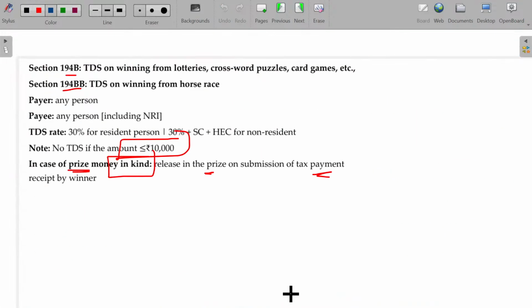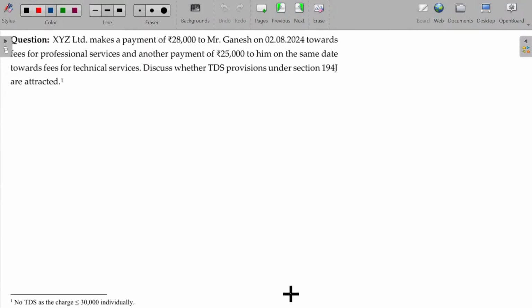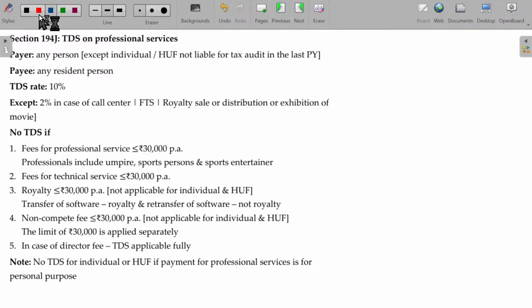Now we'll move on to the professional charges, 194J. TDS rate being 10%. And yes, of course, 44AB is applicable. For the three sections, 44AB is directly applicable, and 194I is there. If you escape from 194I, 194IB will be there. So rate being 10%. In case of call center, fee for technical service, royalty on sale or distribution or exhibition of movie, in these cases only 2% is applicable.